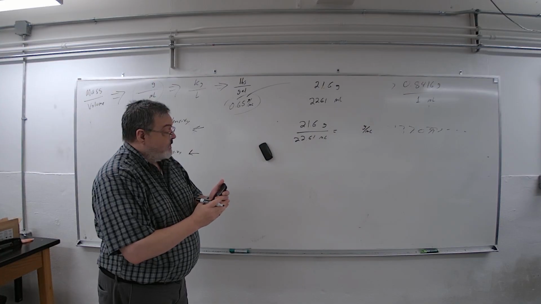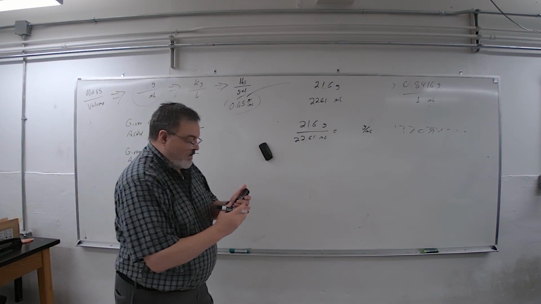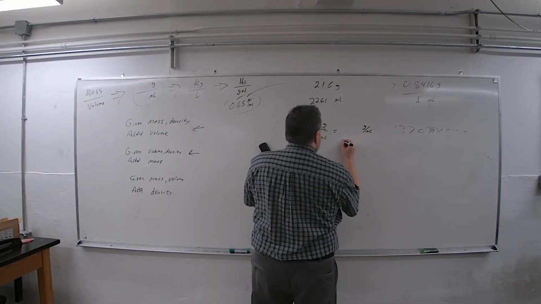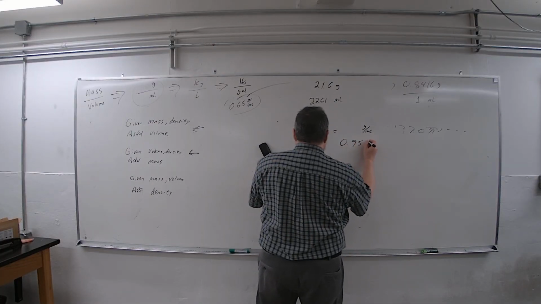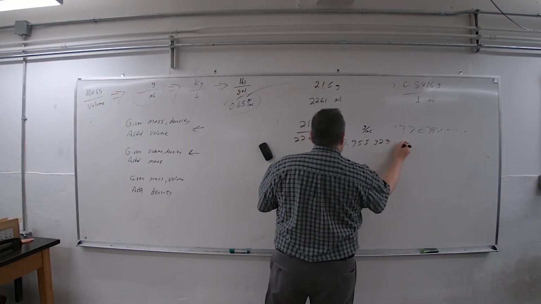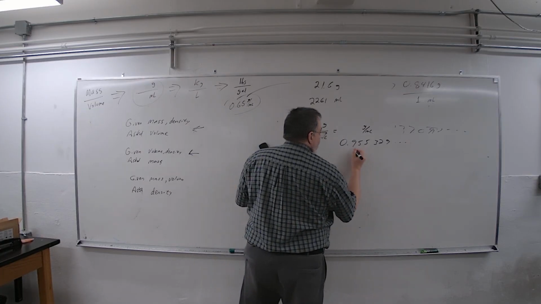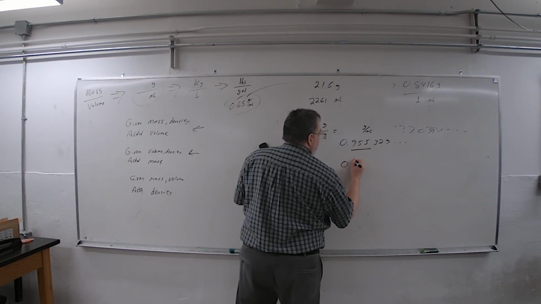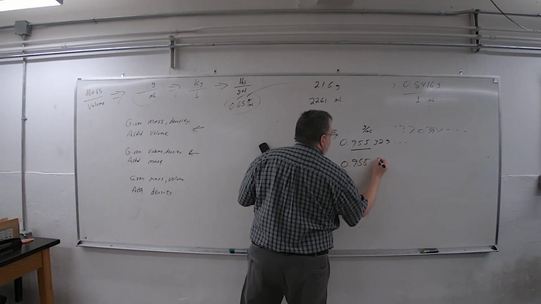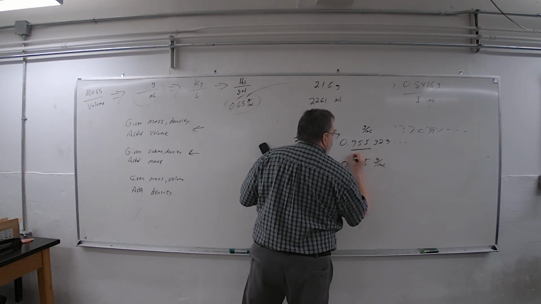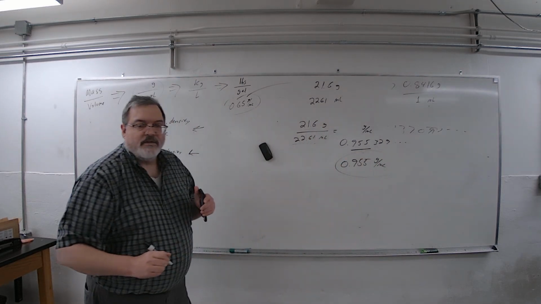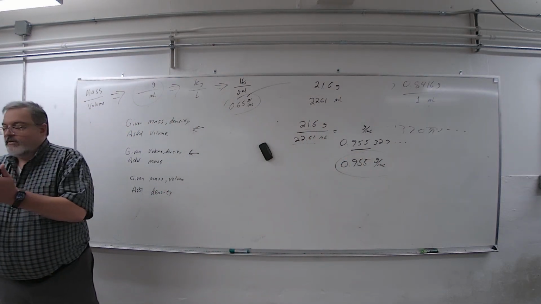21.6 divided by 22.61. My calculator says 0.955329, blah, blah, blah. 3 significant figures, 4. We're going to keep 3, those 3, grams per milliliter. That's your answer. You guys okay with this? I'm still boring now, right?